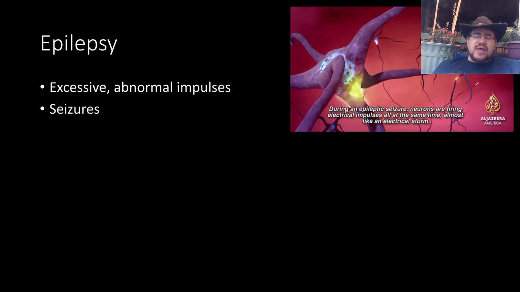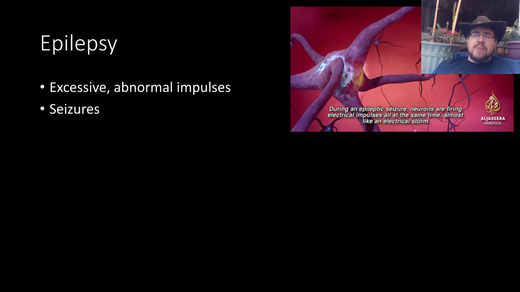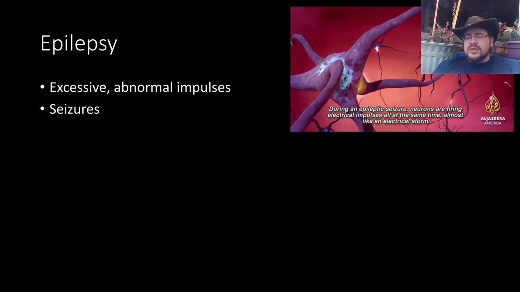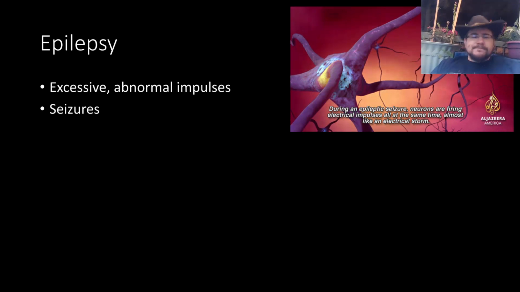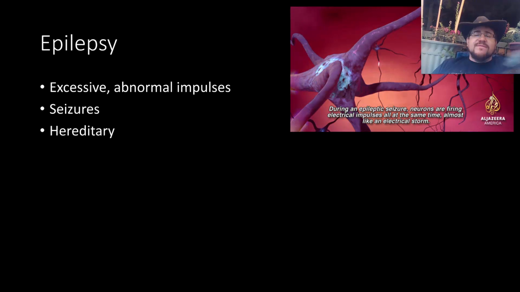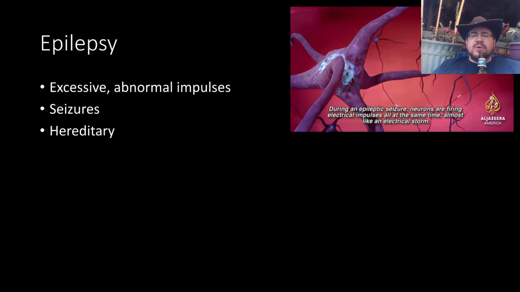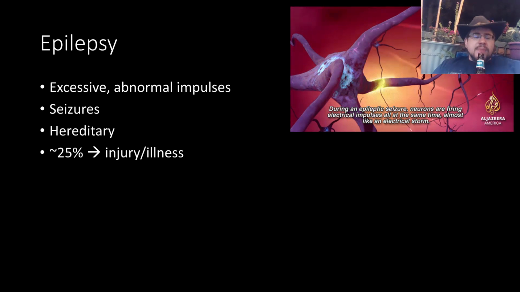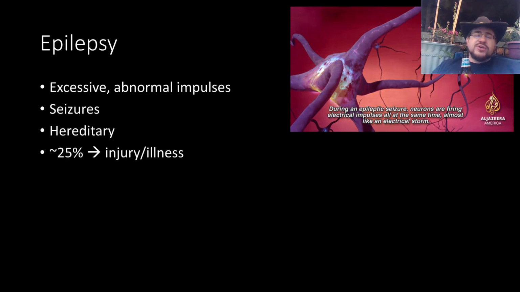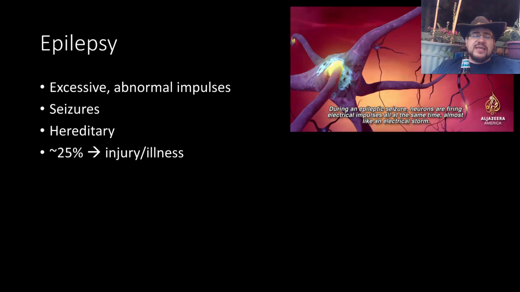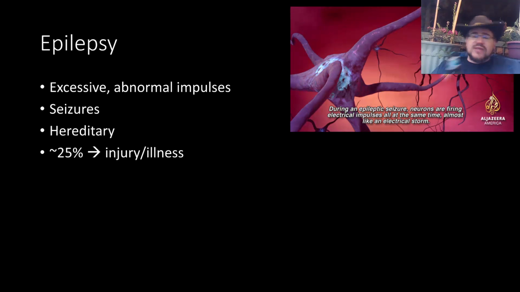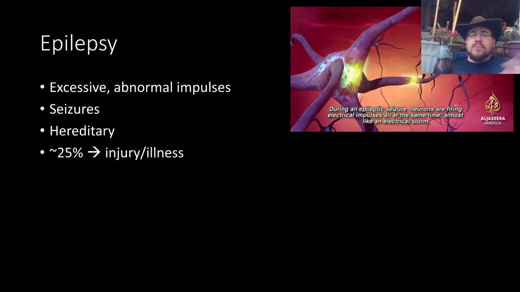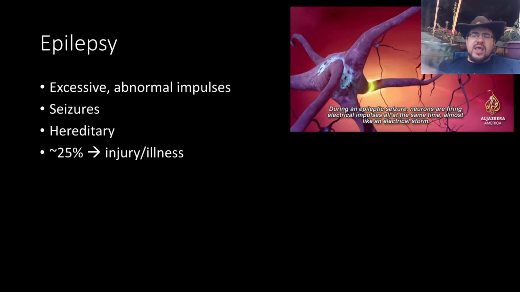So, some, not all epilepsy attacks produce seizures. There seems to be a very strong hereditary component to epilepsy. It runs in families. This is such a strong component that we really only track about a quarter of epilepsy cases to a direct cause, like injury or illness, basically damage to the brain that resulted in epilepsy.